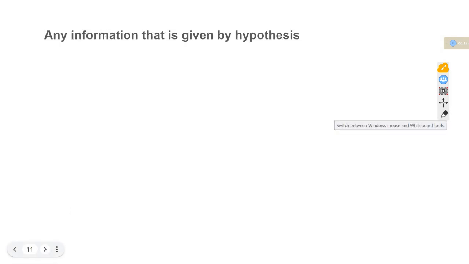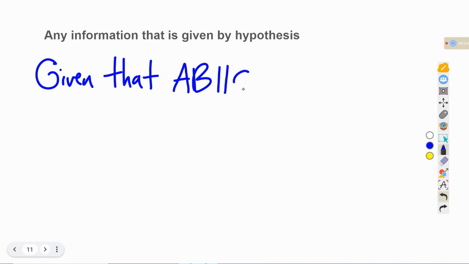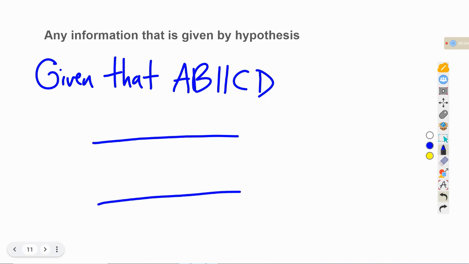So now we have reached the end of the list, okay, with any information that is given by the hypothesis. So if the paper tells you that you're given that AB is parallel to CD, okay, if it tells you that and there's a picture and two lines are there, then your job would be to go add the marks that show that they're parallel, depending what it is in the picture that it says.